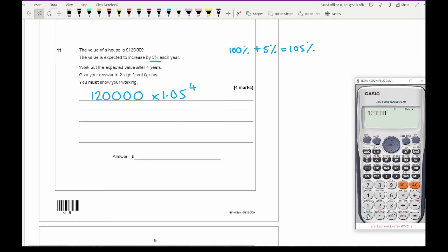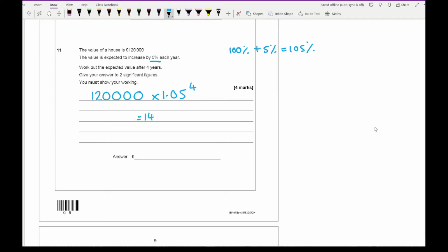So 120,000 times 1.05 to the power of 4, press equals, press the SD button, and there it's giving me the answer to 2 sig fig. So the correct answer for this is 145,000. And let's just get that calculator back up.